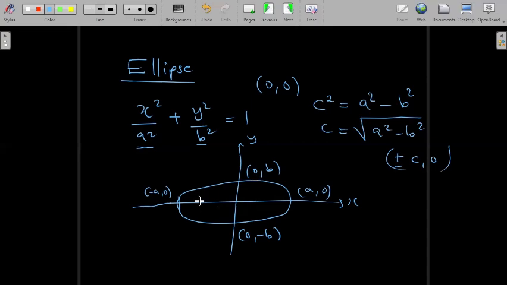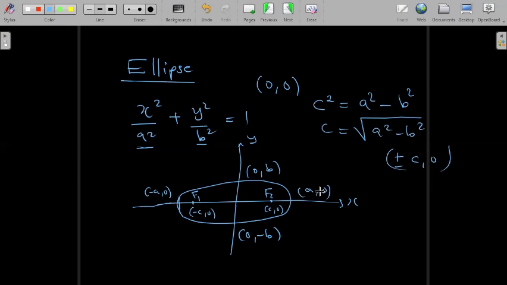So you have one on the negative side, which is going to be negative c, 0, and the other one sits at c comma 0 like that. So this is going to be your f1, and this is your f2. These are the foci which you have, and this is how the general picture is going to look. This is what you're going to have when it's centered at 0 comma 0.